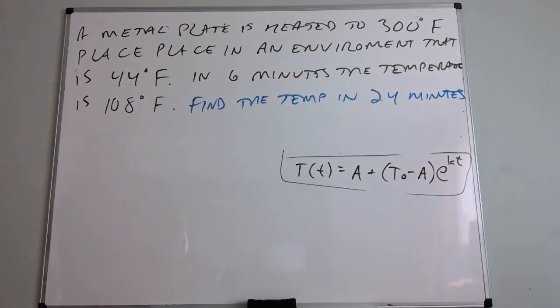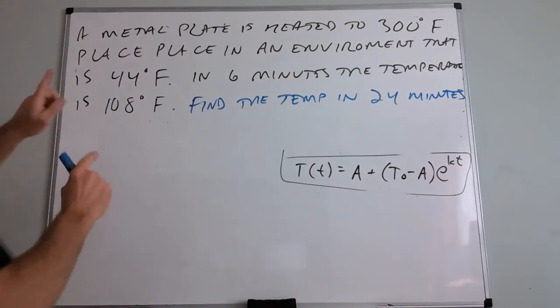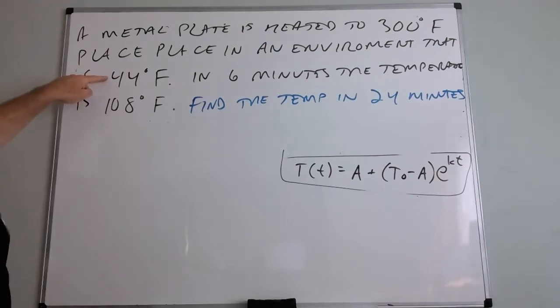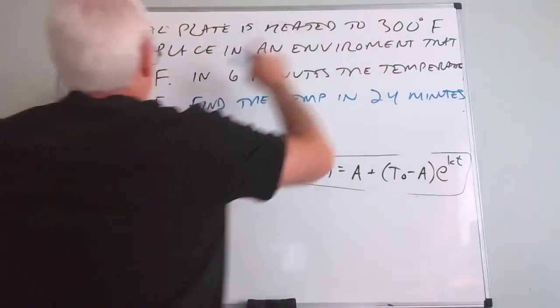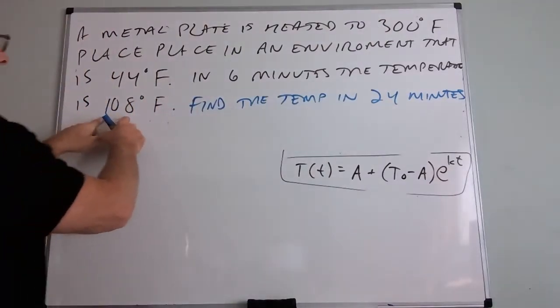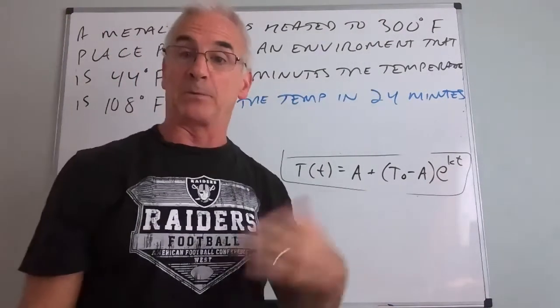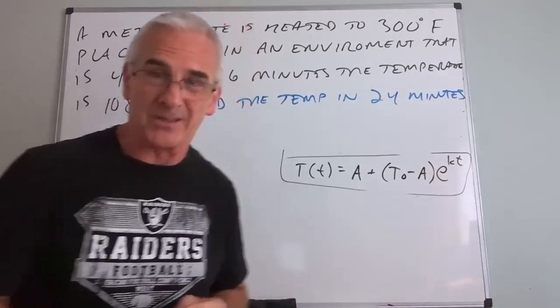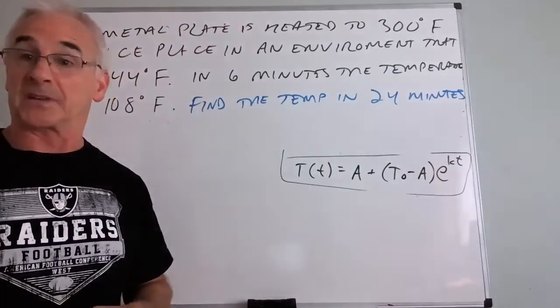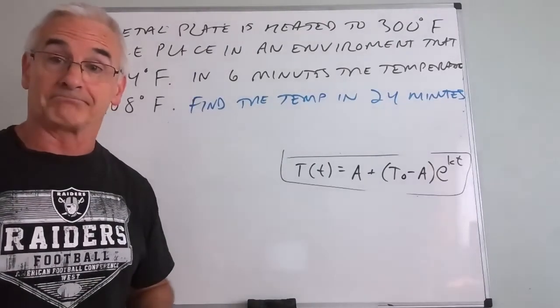How are we going to do that? Well, I have everything I need to know. I have my ambient temperature. I have my T0, and I have my one measurement in 6 minutes. So I'll be able to calculate the k. I'm going to walk you through the process. You can actually do the entire problem usually without the use of a calculator, believe it or not.